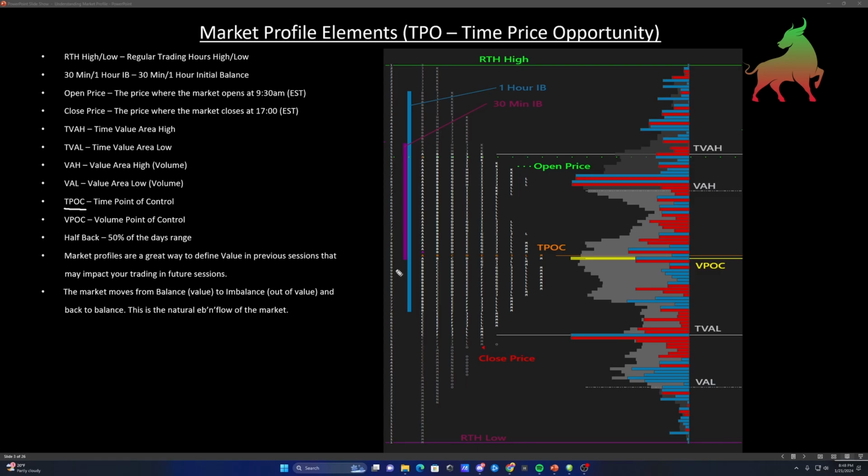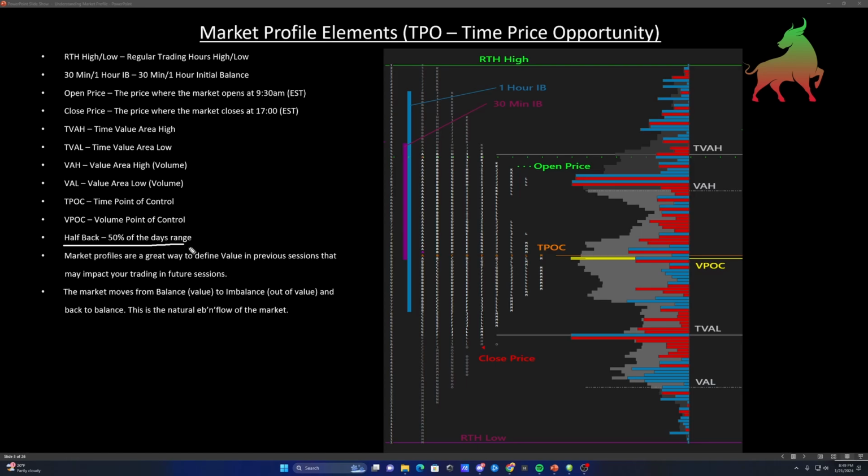Now we go into time point of control. This is going to be the tick value or price in the market that the most time was spent at, okay? Represented by the orange line. Volume point of control, same thing, but on the volume side. This will be the price that had the most volume done at it, represented by this yellow line.